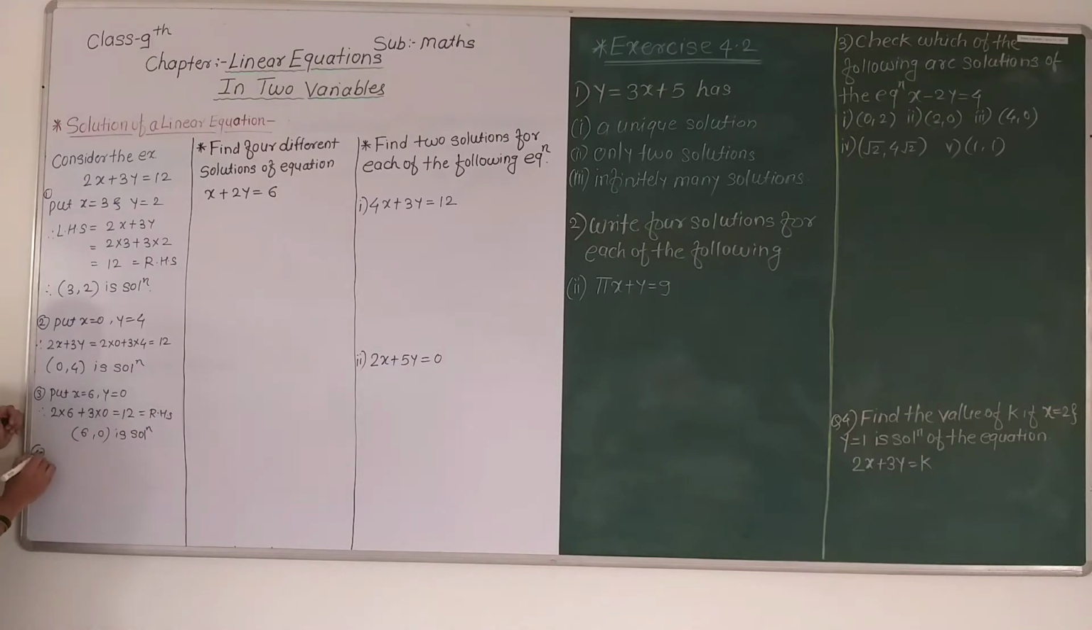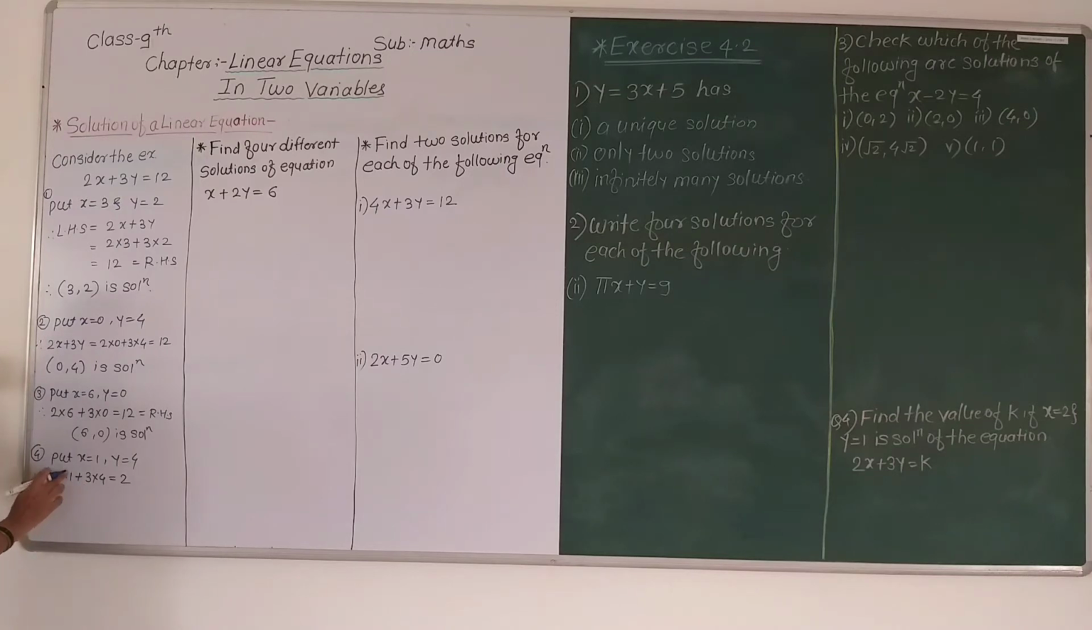Now if I put x is equal to 1 and y is equal to 4 in the same equation, look at here. 2 into value of x is 1 plus 3 into value of y is 4. So 2 into 1 is 2 and 4 3s are 12. No, so (1, 4) values are not correct.